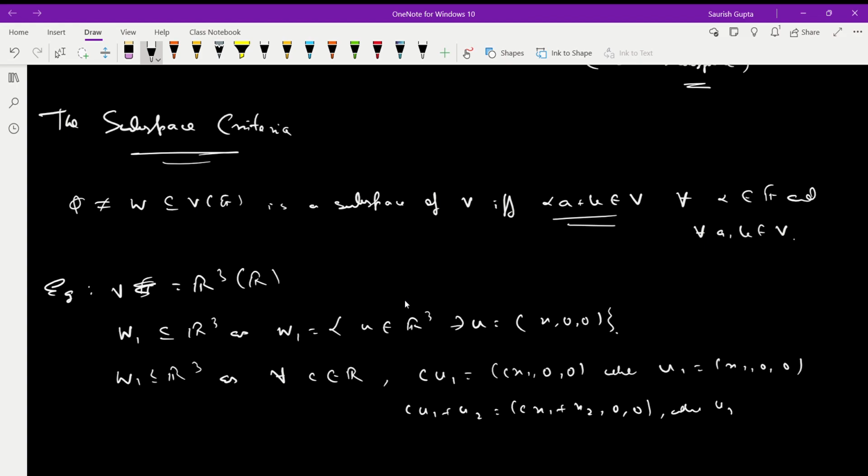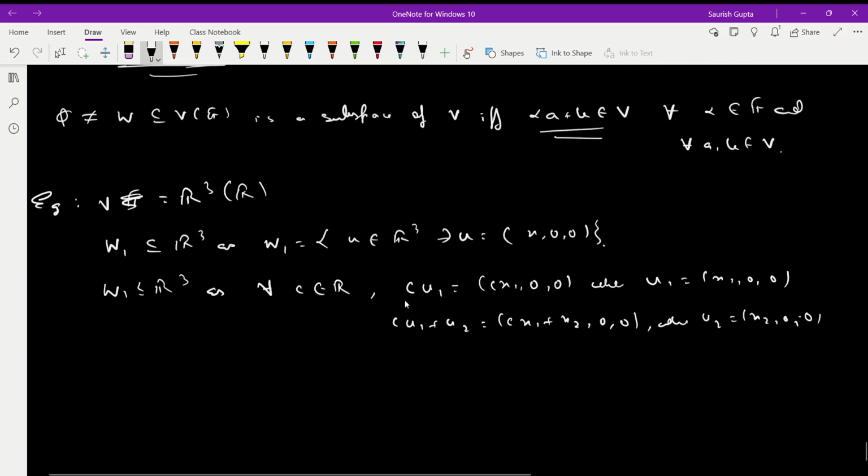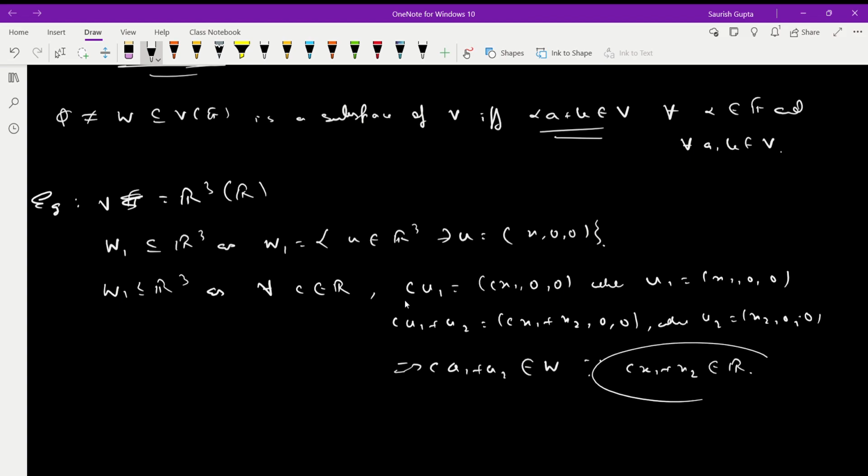Therefore C times U1 plus U2 is of the form C times X1 plus X2, 0, 0, where U2 is of the form X2 0 0. So U1 and U2 are elements from W1. So CU1 plus U2 is an element of W1, since C times X1 plus X2 is a real number, right? So therefore W1 is a subspace of R3. Got it?